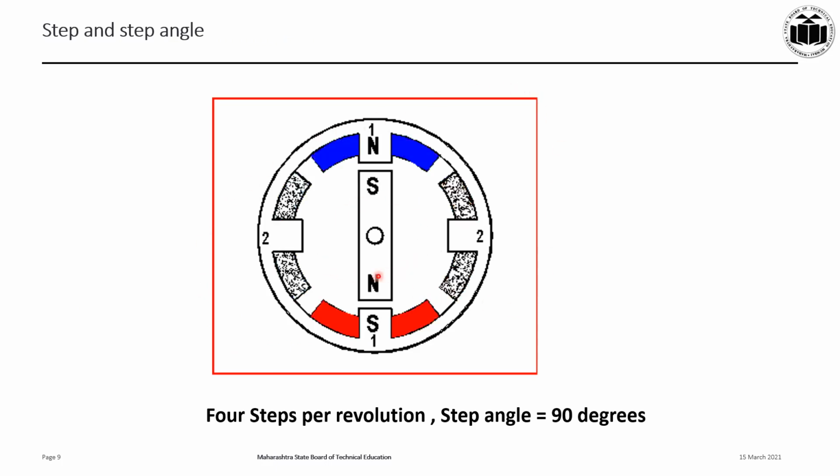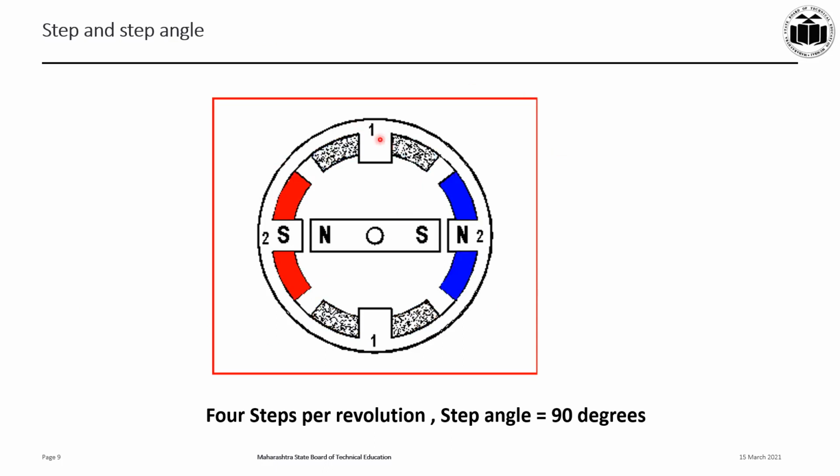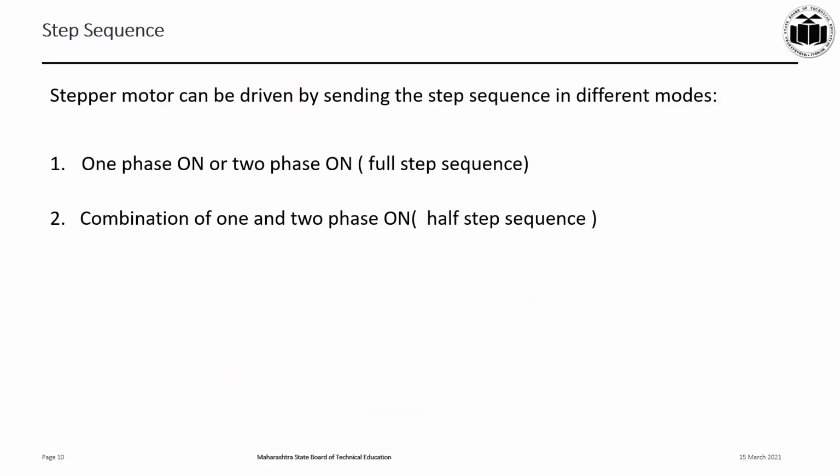This is a rotor, a permanent magnet rotor surrounded by 4 stators, 1, 2, 1, 2. This stepper motor has a step angle of 90 degrees. So as you can see, it takes 4 steps to complete one revolution. A stepper motor can be driven by sending the step sequence in different modes. First, one phase on or two phase on, also called as full step sequence, and the second is combination of one phase and two phase on, also called as half step sequence.